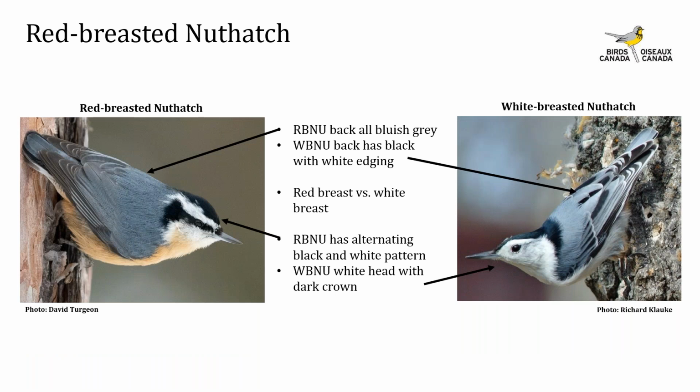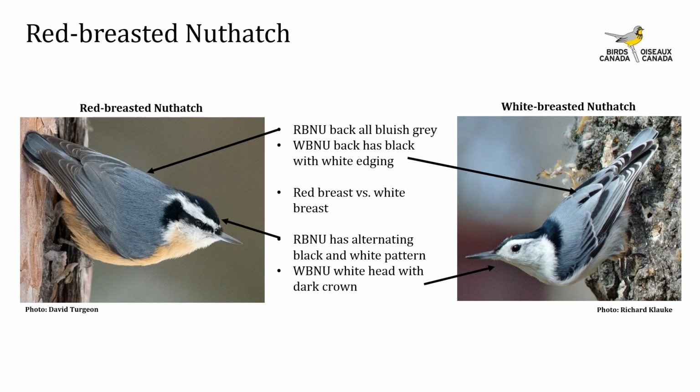There are a few ways to tell apart the white-breasted from the red-breasted nuthatch. Obviously, the red and white breast are a giveaway, but as I mentioned earlier, the white-breasted nuthatch does have that rufous or rusty-colored underside near their belly, so they can be confused.